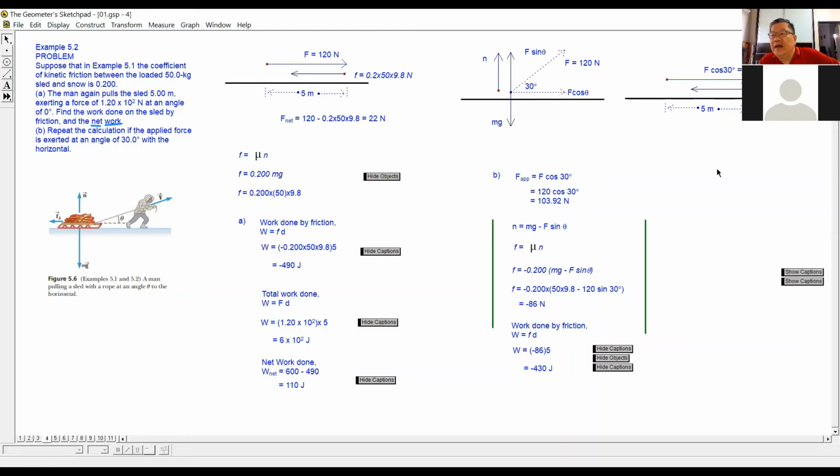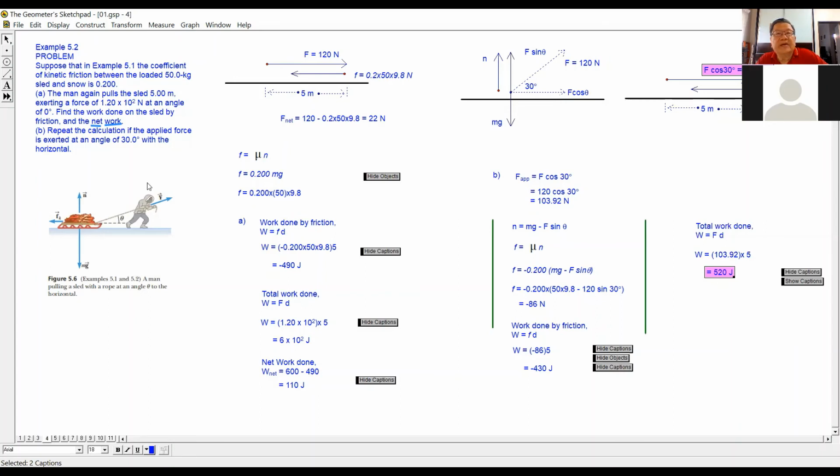So to find the net work done, we try to find the total work done. Okay, total work done is our applied force, this one, the F is our applied force, multiplied with the distance moved. So the applied force is now 103.9. Multiply with the distance moved parallel to the applied force, 5 meters. So the work done is 520 joule. But they want to find the net work done.